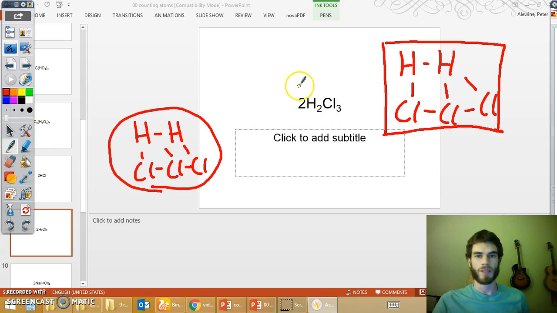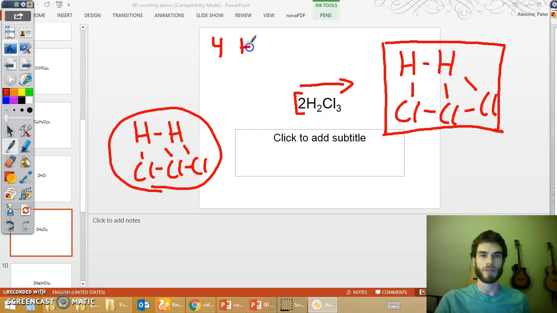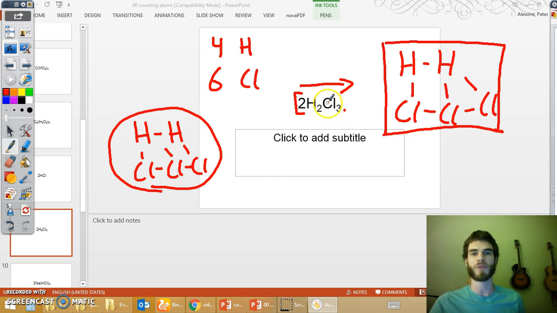Since this large 2 multiplies everything by itself, this is going to be 2 times 2, which is 4 hydrogens, and 2 times 3, 6 chlorines. Remember, we are not adding here; there's really no addition that goes on. It's all multiplication with these things. So 4 hydrogens and 6 chlorines. And going back to what this is actually telling us, this makes sense because in these 2 molecules we have 1, 2, 3, 4 hydrogens, 1, 2, 3, 4, 5, 6 chlorines.